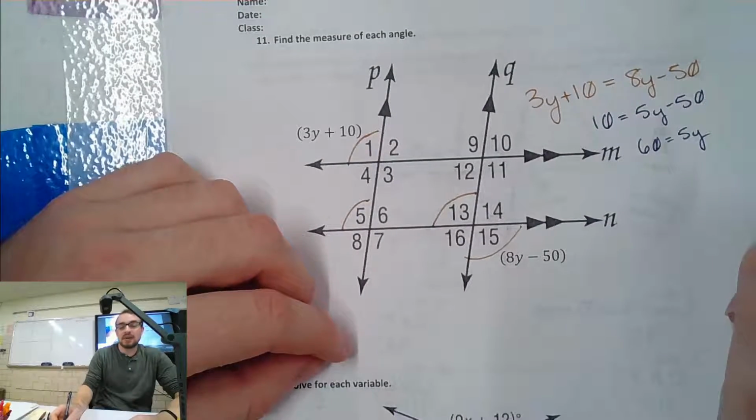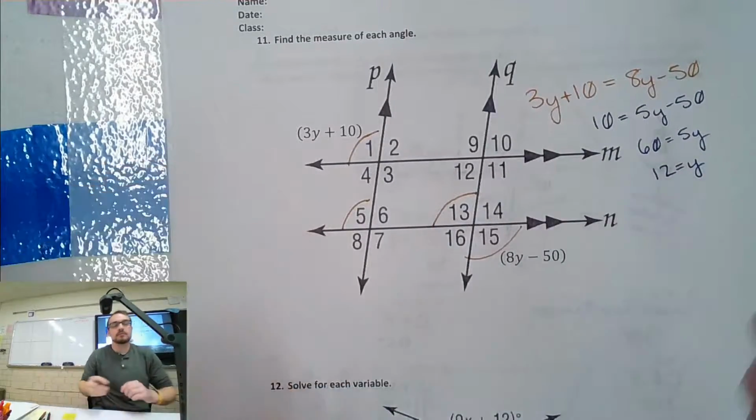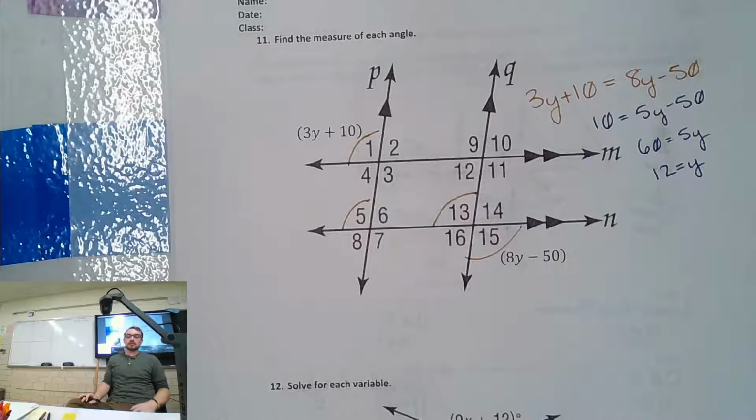So we're going to divide by 5 to get y separated from the 5, right? Division is divorce. So we get 12 equals y. All right, if you don't know that off the top of your head, think about it. 50 divided by 5 is 10, right? So 11 gets you to 55. 12 gets you to 60.